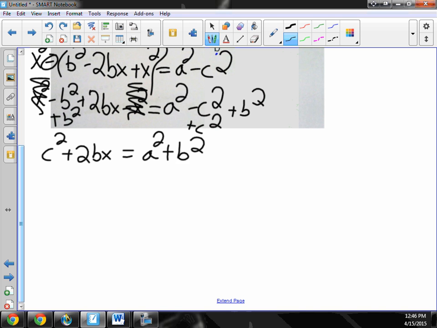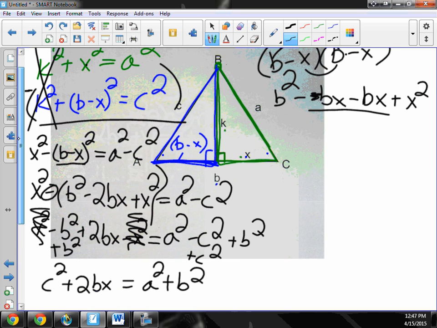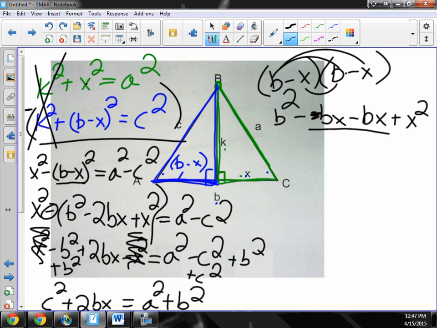All right? I have one little trick left. I want to replace X with something that's equivalent that doesn't have an X in it. So if I go back and I look at the green triangle, now the red triangle, and I look at angle C, is there a trig ratio that uses X and A?